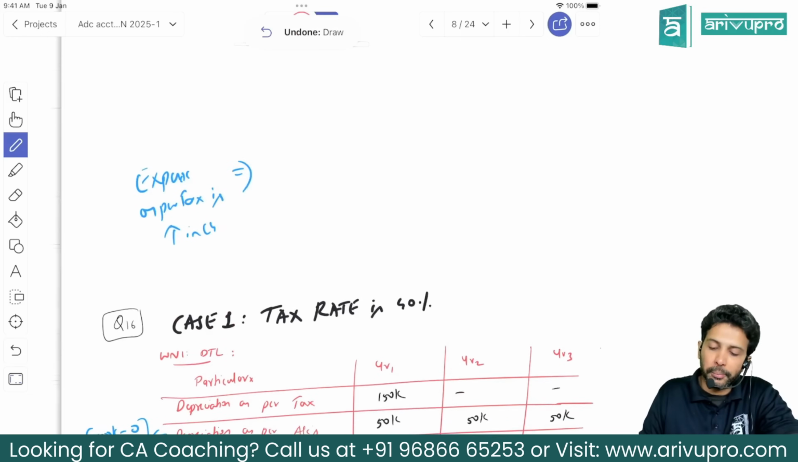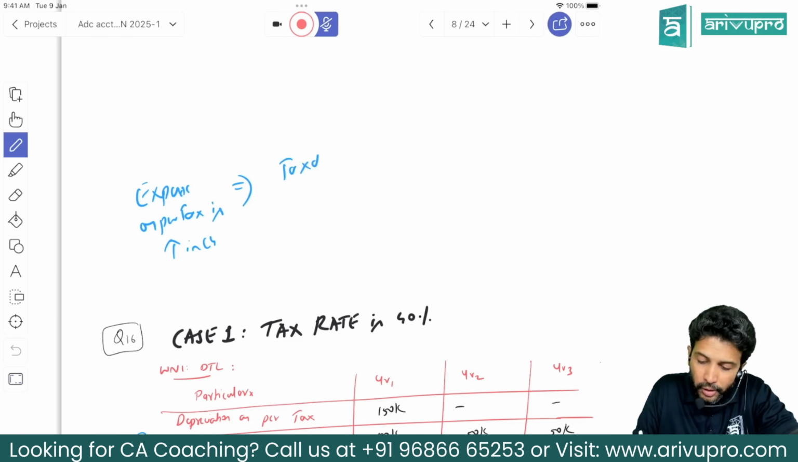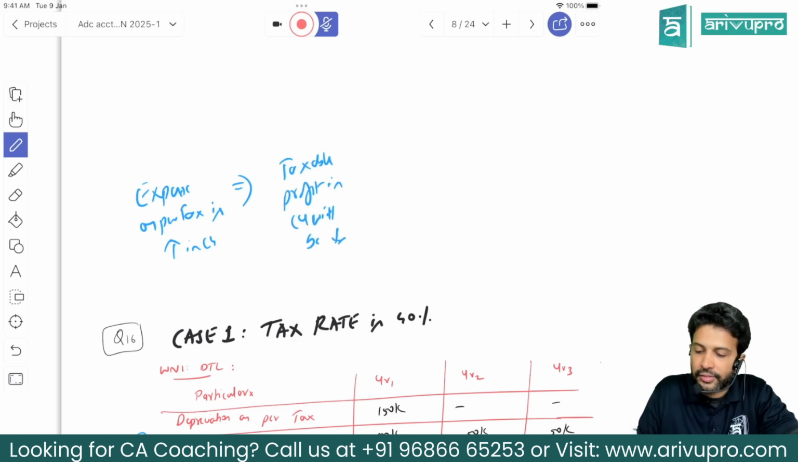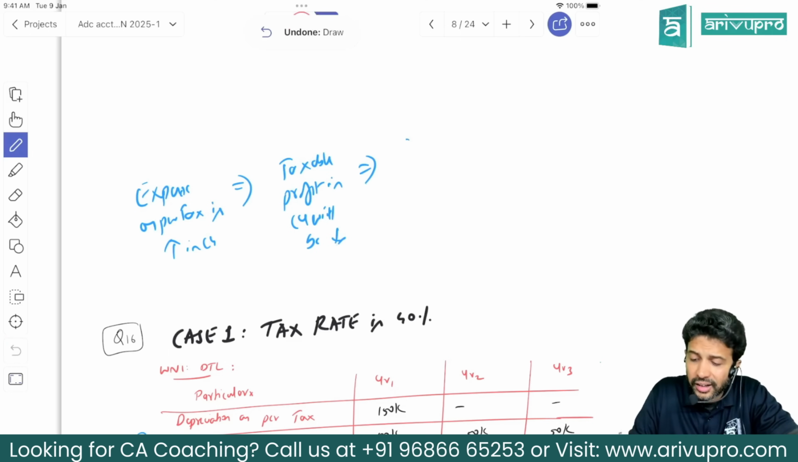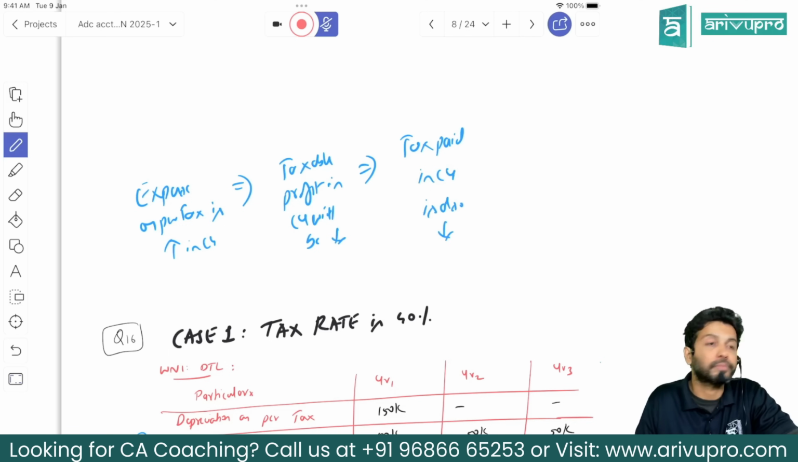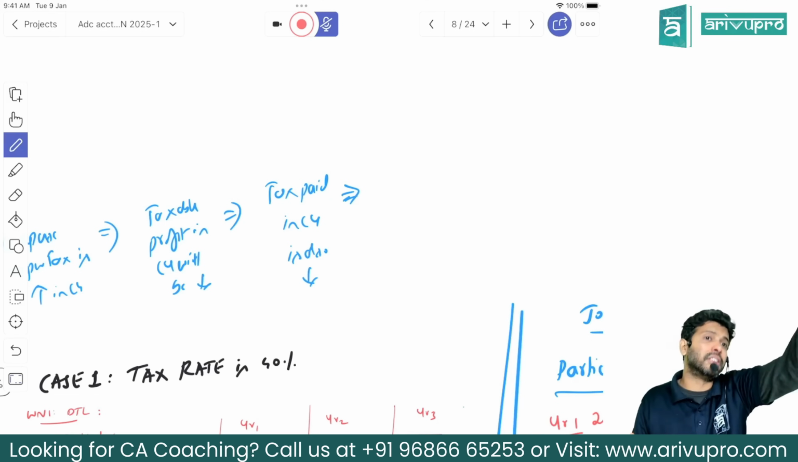current year, then what it implies? If expense is more, then taxable profit will be what, sir? Taxable profit in the current year will be less. If profit in the current year is less, then tax paid in the current year also is less. Sir, is this a permanent difference or temporary difference? Temporary. That means will this be there forever or will it get reversed?